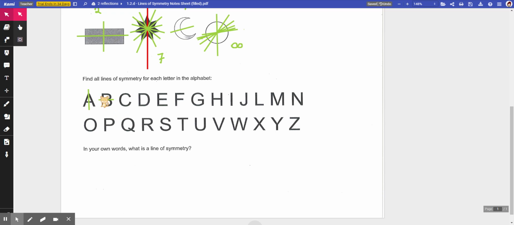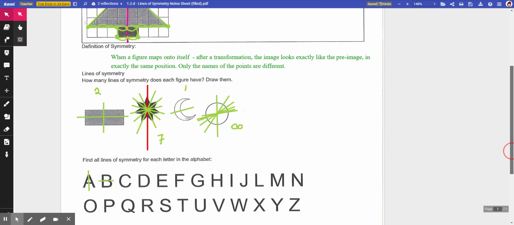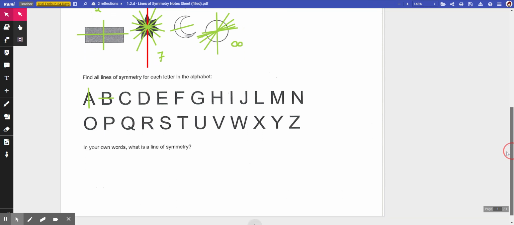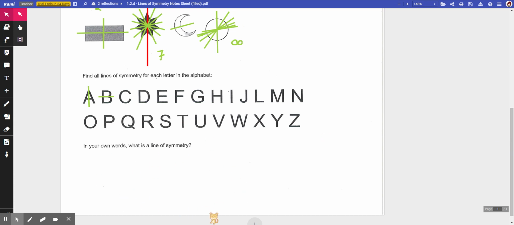So I want you guys to try out the rest of the alphabet, and then I want you to try writing the definition of symmetry in your own words instead of just my rather mathematical, fancy vocabulary definition. I want you to explain what symmetry means to you.